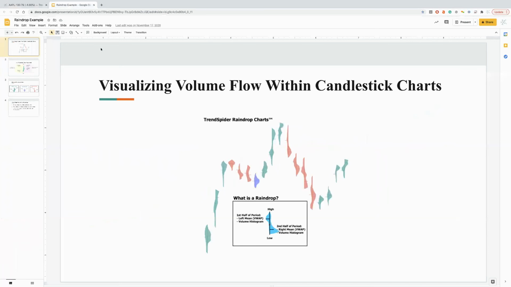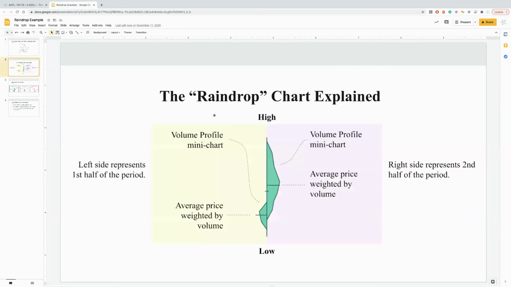Now, the next thing I want to go over is something called the Raindrop Chart. The Raindrop Chart is essentially a volume-based chart. It allows you to see the volume flow and the volume profile of a candle without having to look at the 2-minute or the 5-minute chart. You're able to see all of this by essentially going in and looking at the raindrop for a particular day.